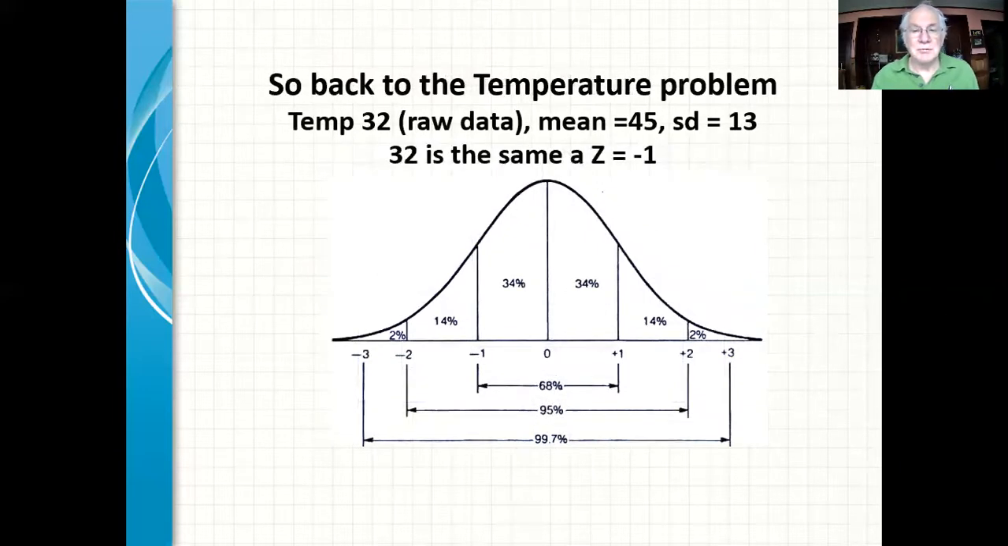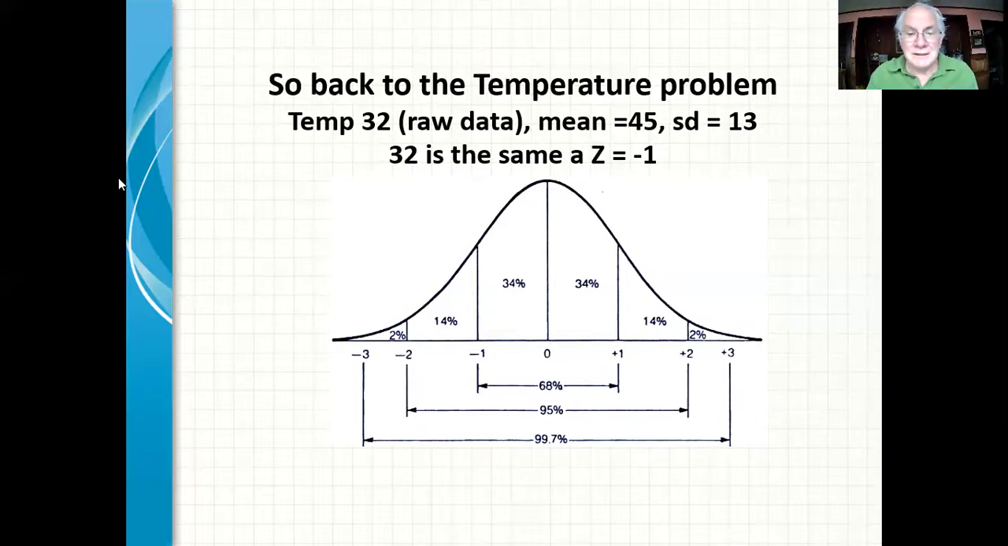So going back to the temperature problem, the problem is, what's the likelihood that a temperature will be above freezing on a given day when the mean for that day is 45 and the standard deviation is 13? To get a z-score, it's 32 minus 45 divided by 13, and that comes up with -1. That means it happens to fall right here. Gosh, isn't that neat how that worked out? It's easy when you construct the problems in your head.